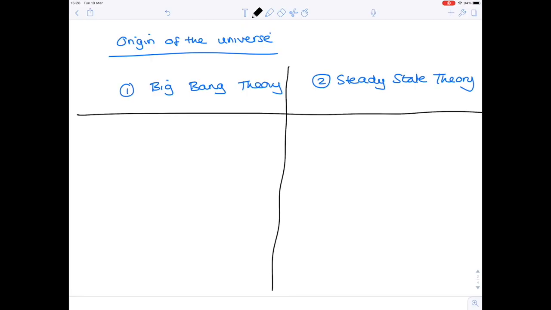So the Big Bang theory is probably the one you're most familiar with, and that states that the universe is expanding after exploding suddenly in a huge explosion, which we call the Big Bang, and it means that the universe started from a very small point and that space, time and matter were created in the Big Bang. I'm going to write that down now.